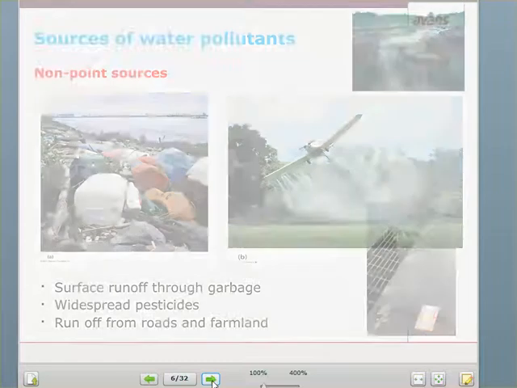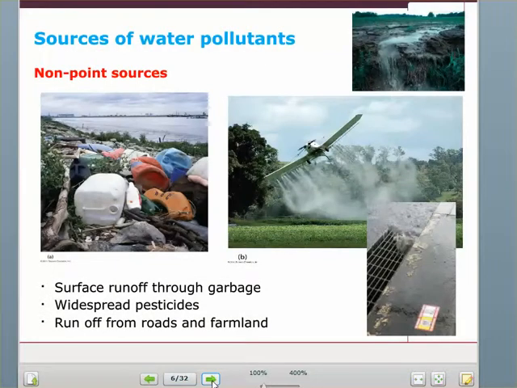The second is non-point source. A non-point source is a large area of ground, and for example, surface runoff through garbage on picture A. That is a type of non-point source. Use of pesticides by the airplane in B. That is a non-point source because it's spread over the entire farmland. Or lastly, runoff from roads, which is the picture in the lower right-hand corner. These are all types of non-point source pollutants.